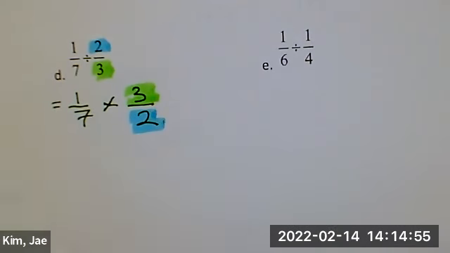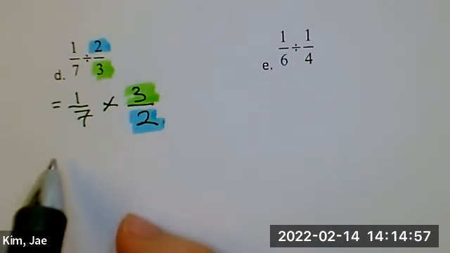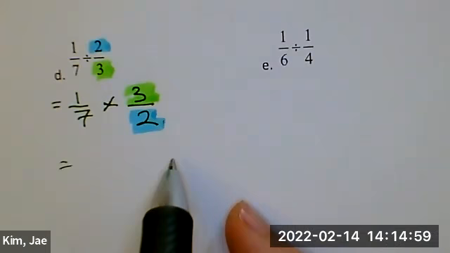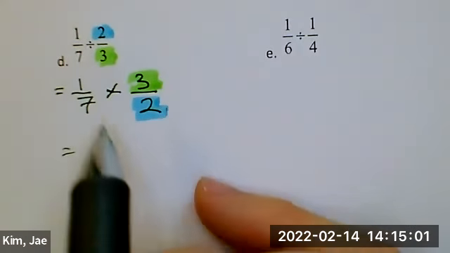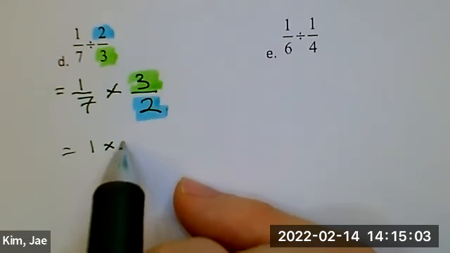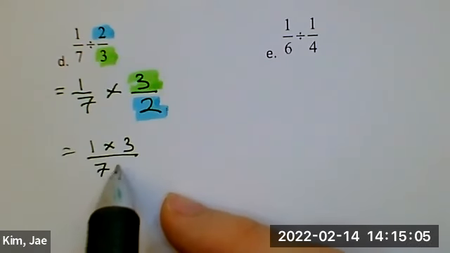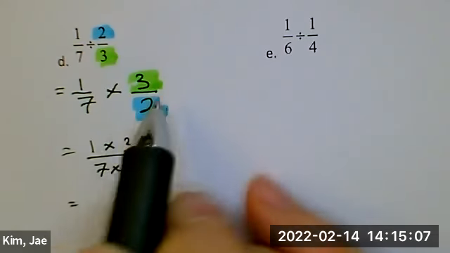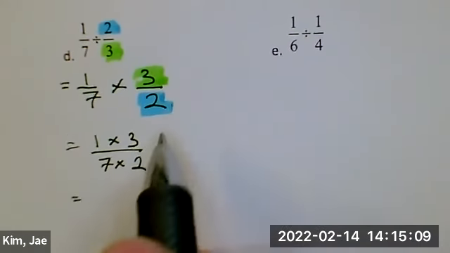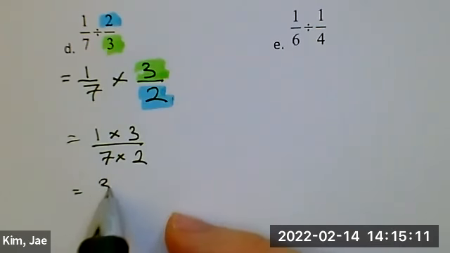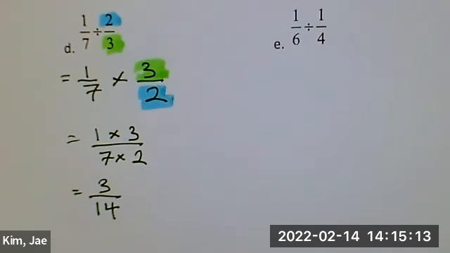Once you've established that, I hope you know how to multiply. It's essentially multiplying across. You don't have to write this, but this is what's happening. 1 times 3 and 7 times 2. You're multiplying the numerators with each other. You're multiplying the denominators with each other. This is your final answer. That's it.